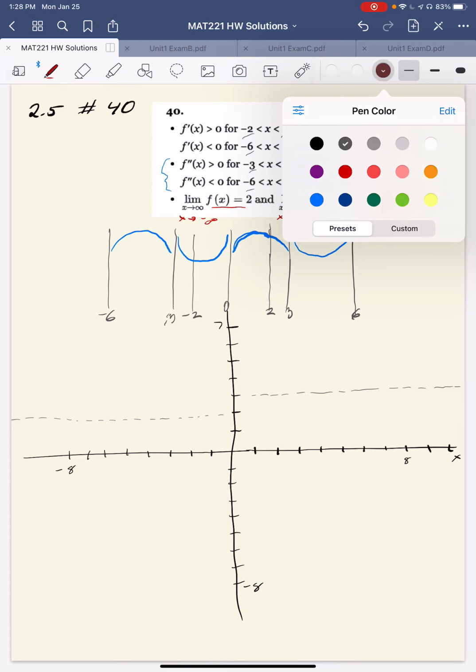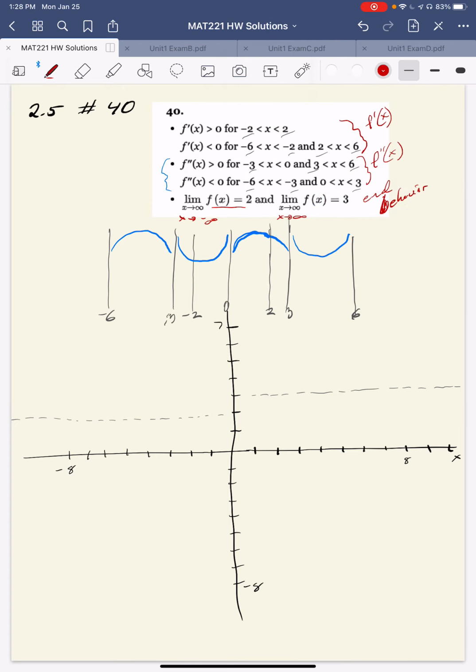So let me change colors. All right, in the first place, I see that the first derivative is positive. Now, if the first derivative is positive, that tells me that my original function is increasing. And this tells me my original function is increasing between -2 and 2. So my original function is increasing here and here also, right? Between -2 and 2, that whole interval, my original function is increasing.